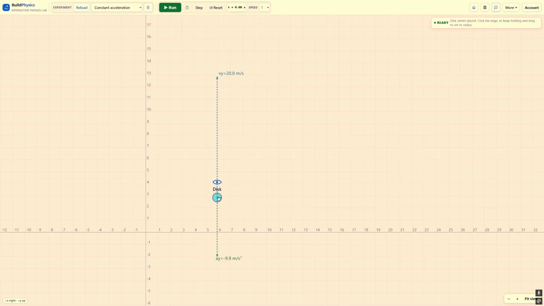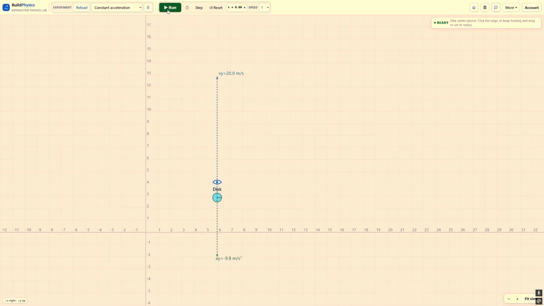All right, so now we have a disk here that we are launching vertically at 20 meters per second with an acceleration of -9.8 meters per second squared. So go ahead and predict, what do you think is going to happen to the disk now? Is it going to speed up or is it going to slow down?